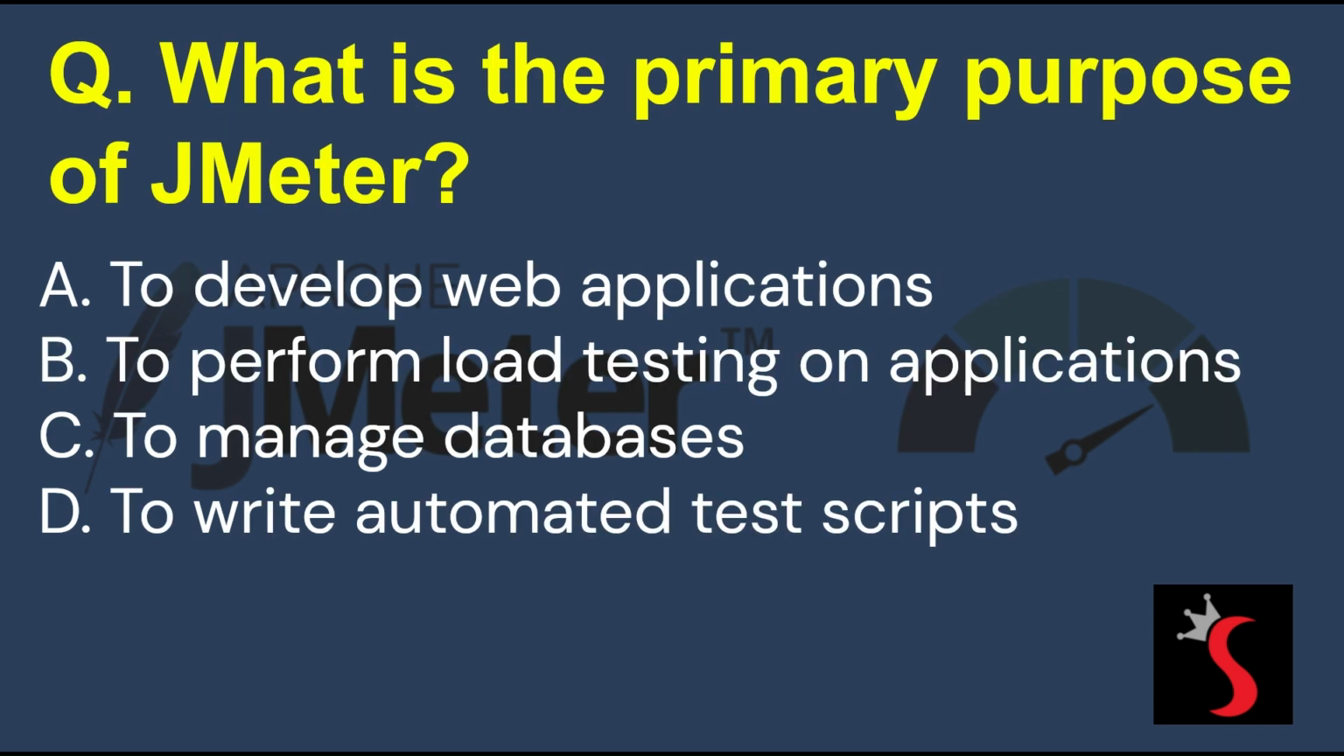What is the primary purpose of JMeter? A. To develop web applications. B. To perform load testing on applications. C. To manage databases. D. To write automated test scripts.